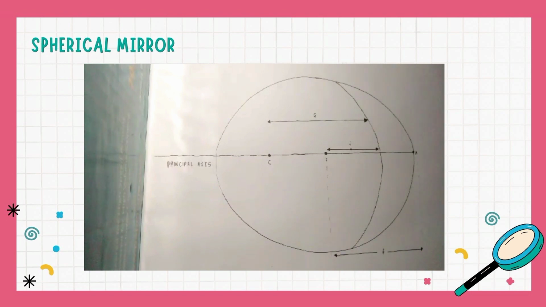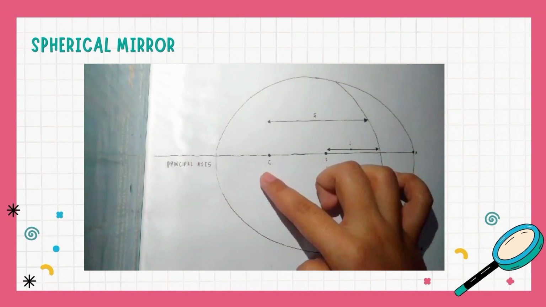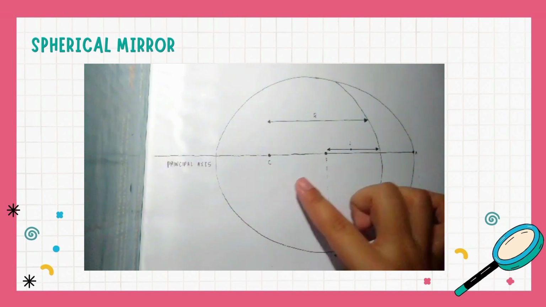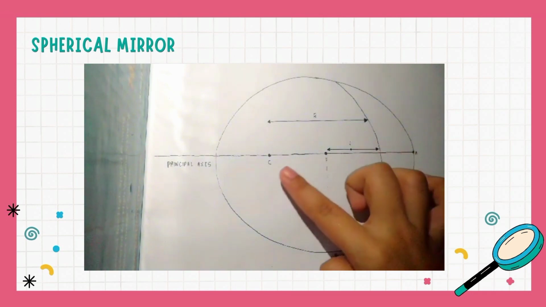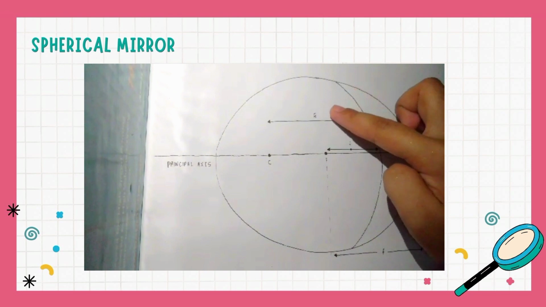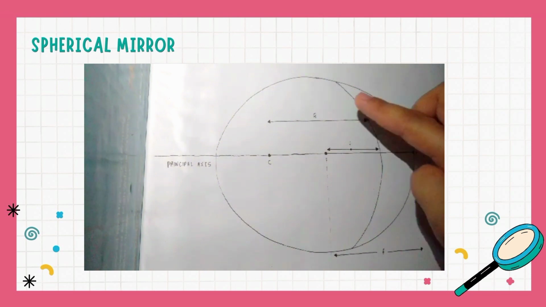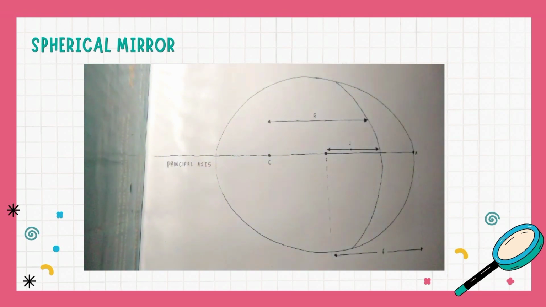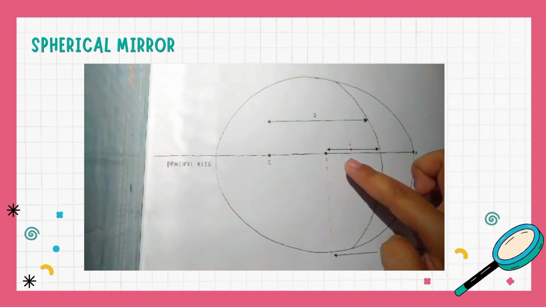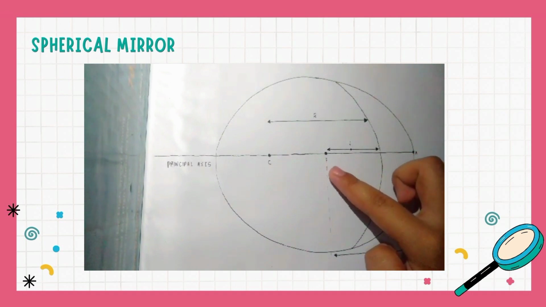The center of the sphere, from which the spherical mirror has been cut, is marked by a point C in the figure. This is the center of curvature. The distance from the vertex to the center of curvature is the radius of curvature, denoted by the capital letter R in the figure. The point which lies midway between the vertex and the center of curvature is the focal point, marked by a capital letter F in the figure.